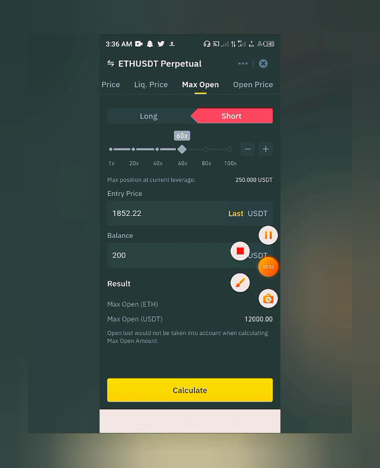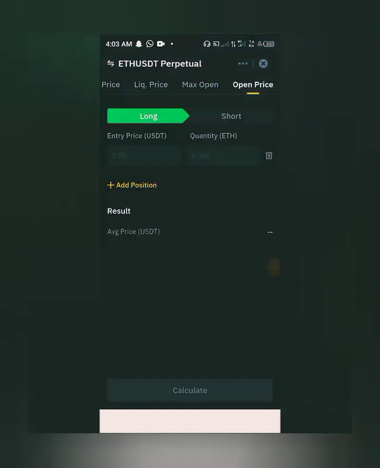I hope you understand. So the last one is called the open price. This is a bonus tutorial. I'm not supposed to talk about this, but let me just finish everything that is here. So what is an open price? An open price can be seen as the total or the average price of all the positions that you have entered. So the first thing for you to do is to choose whether you are longing or shorting. That is, either you are buying or you are selling.